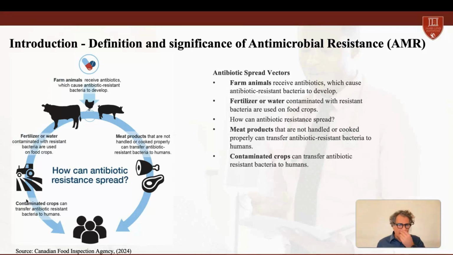But there is also another way it can be transferred, not just through eating the meat, but also through the fertilizer and the water. For example, the water contamination from the farm, because if the urine or any sort of discharge from the farming goes into the water, and there is water contamination that is typical in several regions where we have intensive farming, this can create bacteria that are used on food crops. The contaminated crops can transfer antibiotic resistance to the humans.